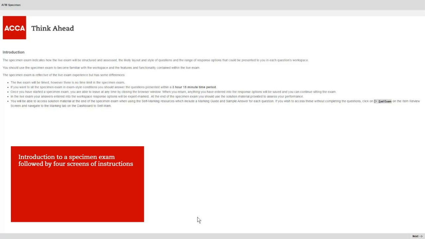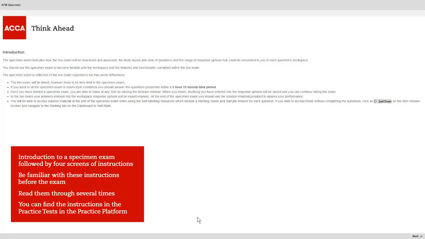instructions. The first key message is this: be familiar with these instructions before entering the exam room. Read them through several times so that there are no surprises on the day. You can find the instructions in the ACCA practice tests contained within the practice platform.